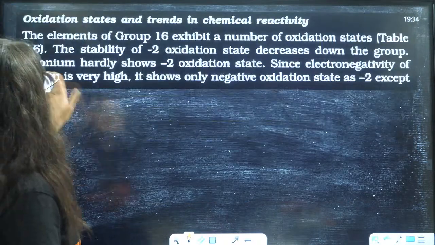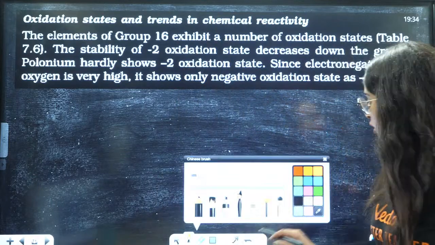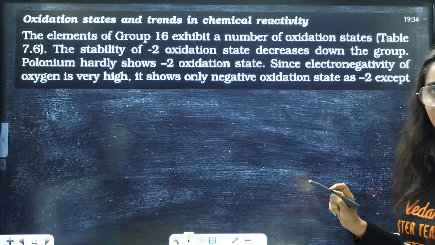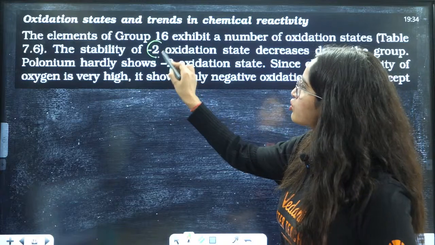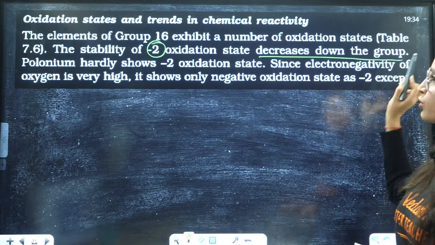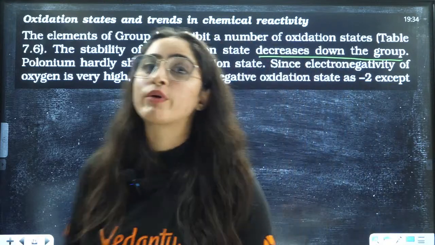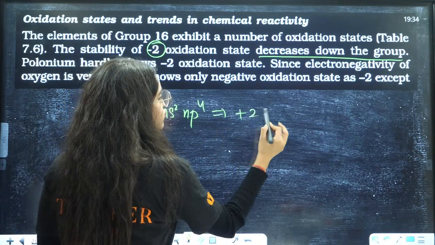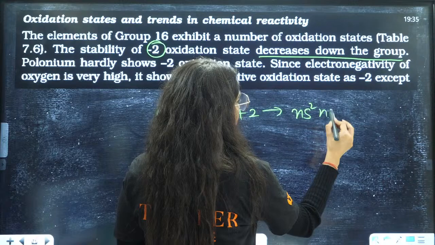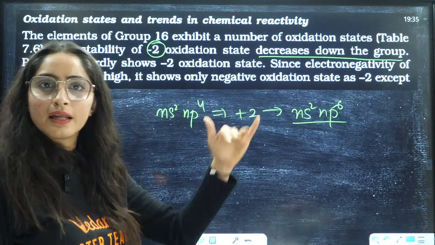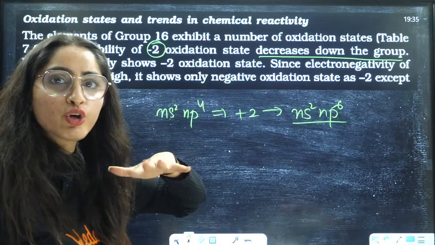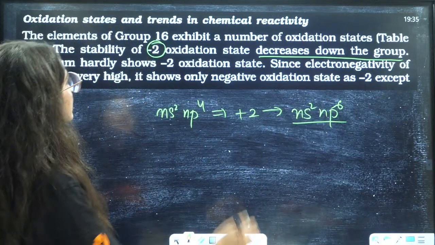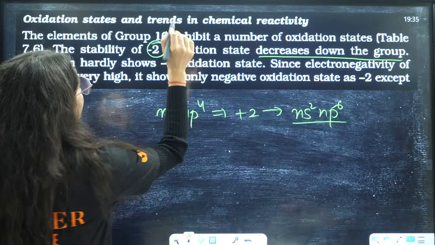Because O2 is having only 2 bonds here, right? Then oxidation states and trends in chemical reactivity. So if you see this here, the elements of group 16 exhibit a number of oxidation states, right? The stability of -2 oxidation state decreases down the group. -2 means to gain 2 electrons. So it has ns2np4. If it gains 2 electrons, it will become ns2np6. Now they are saying it is decreasing down the group, because down the group metallic character is increasing. They want to lose the electron. They don't want to gain the electron. That is why this gaining of electron will decrease down the group.